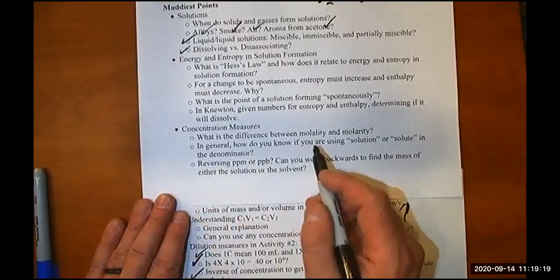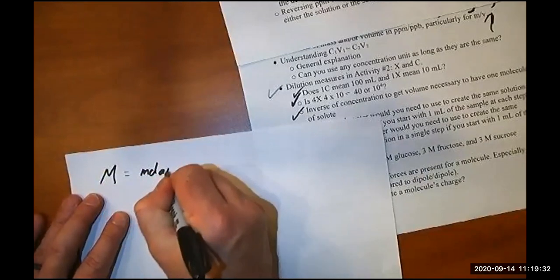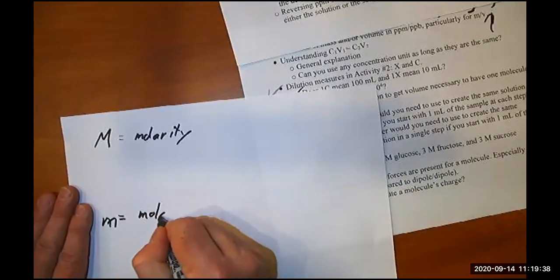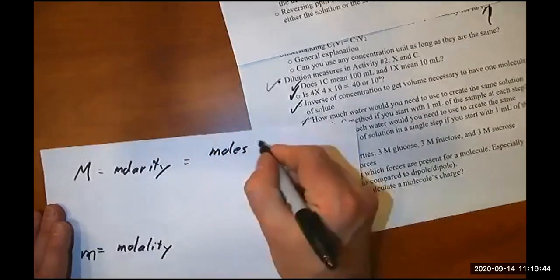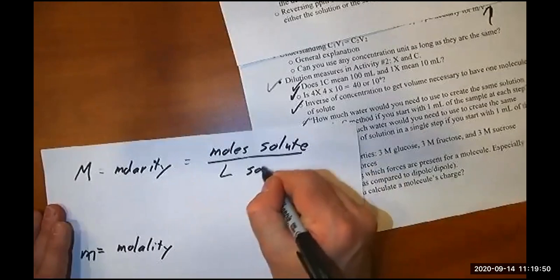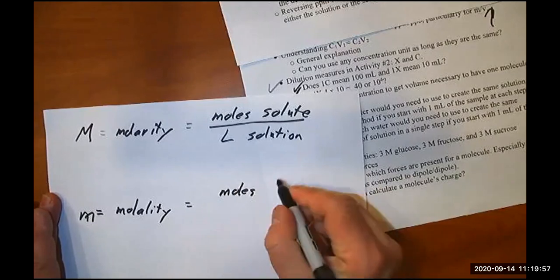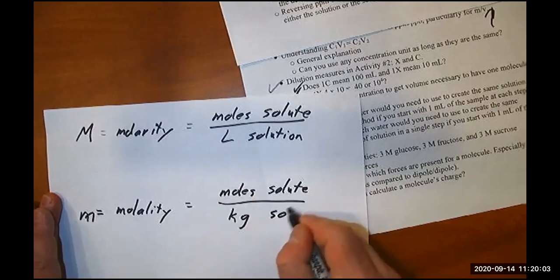What is the difference between molality and molarity? Capital M refers to molarity. Lowercase m refers to molality. Molarity is moles of solute over liters of solution. Molality is moles of solute over kilograms of solvent.